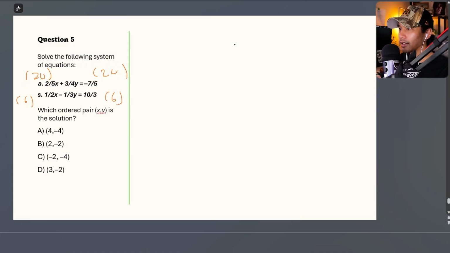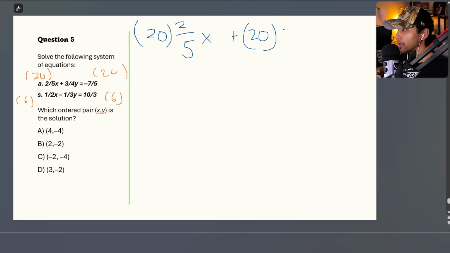So let's go ahead and do that. Let's just start with A, and that's 2/(5x) + 3/(4y) = -7/5, and I'm going to multiply everything by 20. Okay, so let's go ahead and do this.